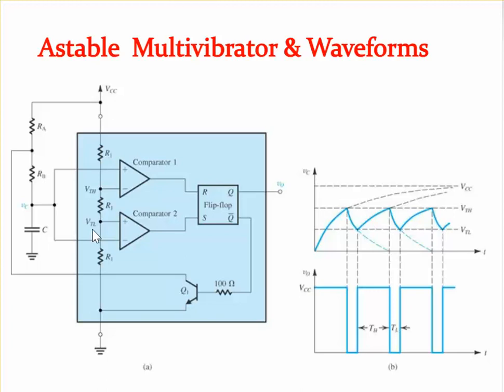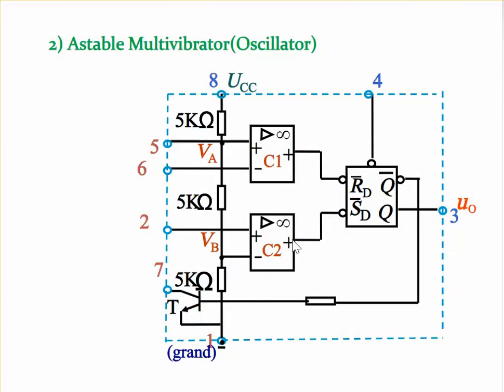These threshold values are already set to the levels of 2 by 3 VCC and 1 by 3 VCC respectively. Now what happens is, when the capacitor begins to charge through the resistors RA and RB and reaches the point of 2 by 3 of VCC, this comparator will be switched on. When it gets switched on, the reset value of this flip-flop is going to be 1. Generally for an SR flip-flop, when reset is 1, the flip-flop will reset, so we will receive the output.